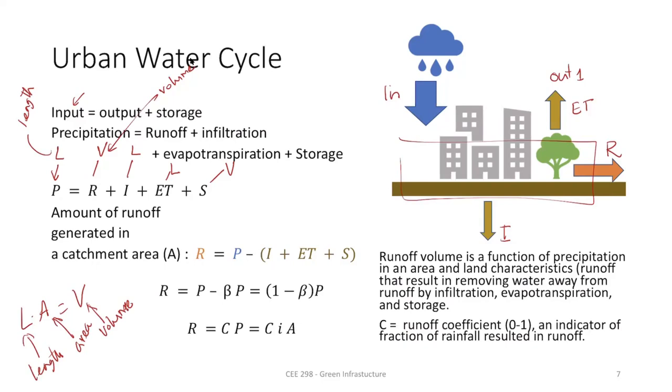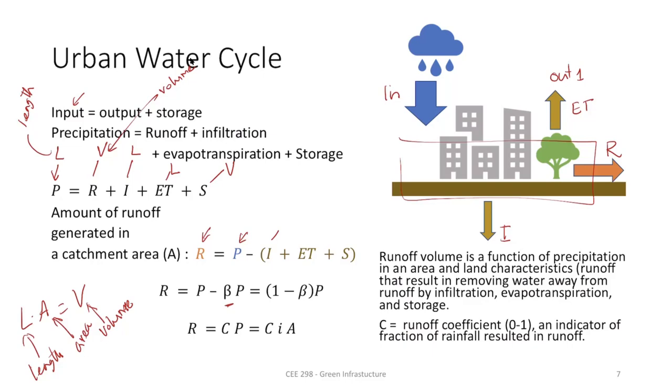So now that you know this mass balance, based on that, you can calculate the runoff, which is R. If you rearrange the equation, runoff equals precipitation minus infiltration, evapotranspiration, and storage. What that means is, whatever amount of rainfall happens, not all of it becomes runoff. Some will be lost because of infiltration, evapotranspiration, and storage. If you put all of them together, you can say that some fraction of total precipitation will be lost. So that is beta.